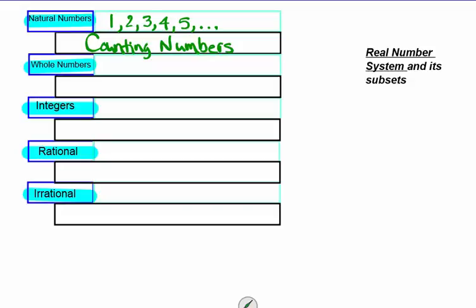The whole number system is the same as the natural numbers with the addition of the number 0. The whole number system, 0, 1, 2, 3, and so on, is the natural numbers with the addition of 0. So we remember this as the natural numbers plus 0.